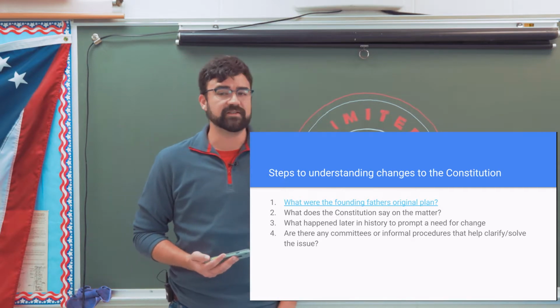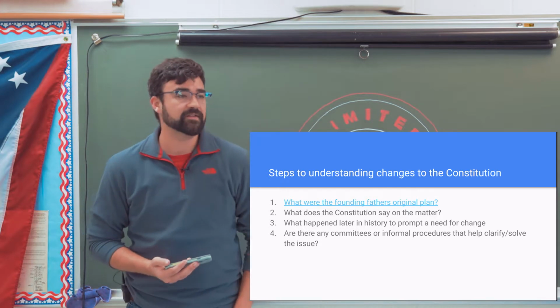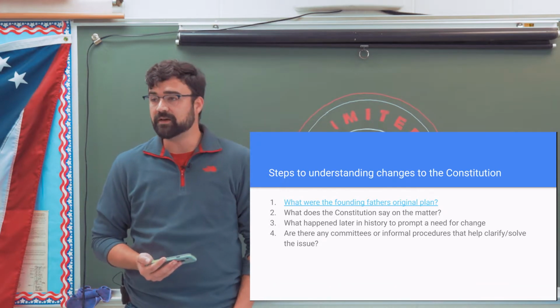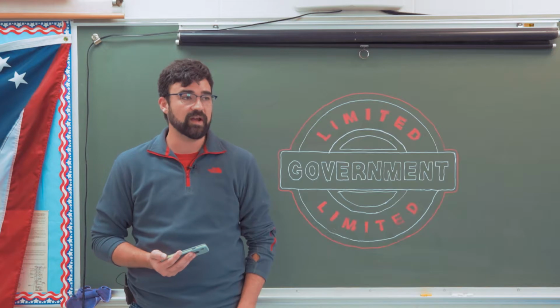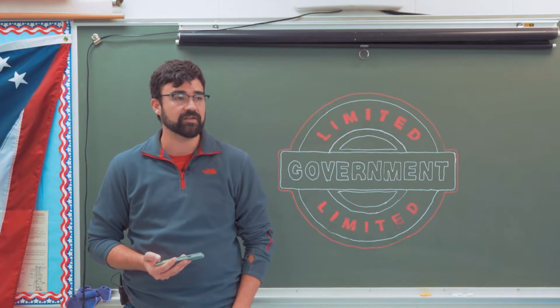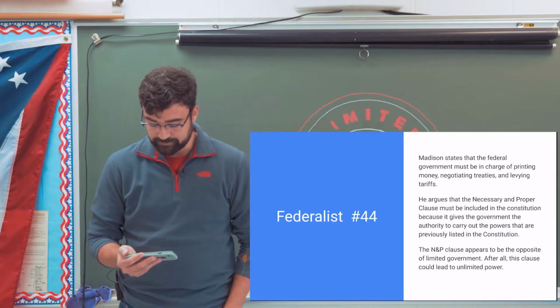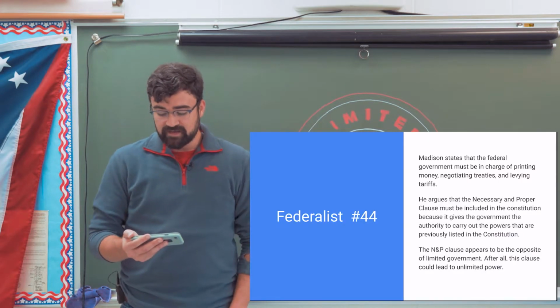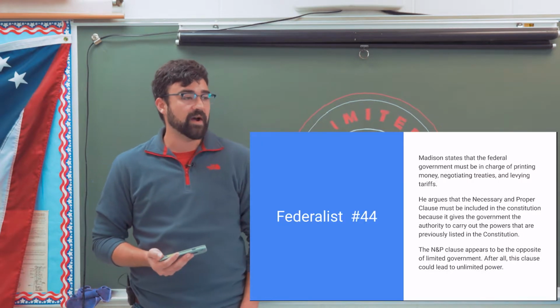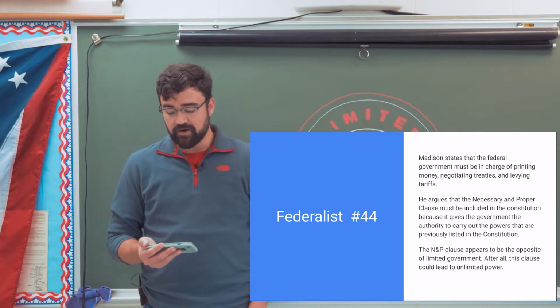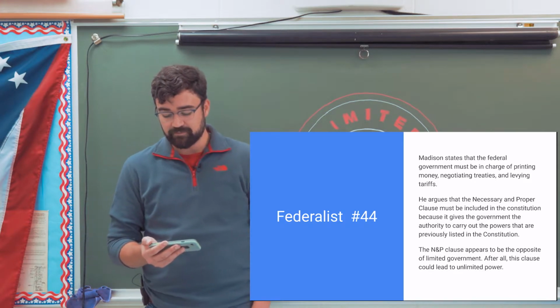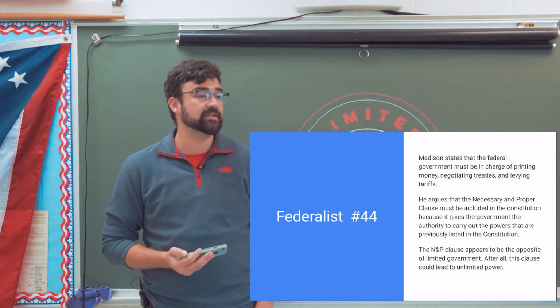So, the Founding Fathers, step 1. What did the Founding Fathers say? Well, the place we can look are the Federalist Papers. That's where we have the Founding Fathers' opinions on the basic principles of government. So we're going to look at Federalist number 44. Madison is giving some arguments about the powers of government, and he says that the federal government must be in charge of printing money, negotiating treaties, and levying tariffs.